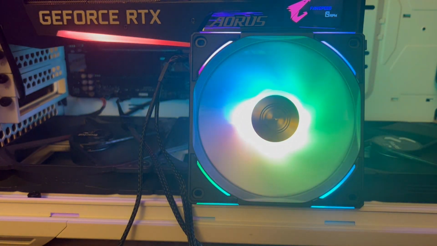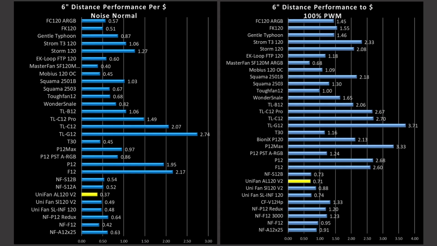Alright, let's jump into the value proposition of this fan. First, the AL120 version 2 is a $41 fan based off of standard retail pricing that I could find on Amazon. That is the way all these fans are registered, off of retail pricing that I could locate on Amazon.